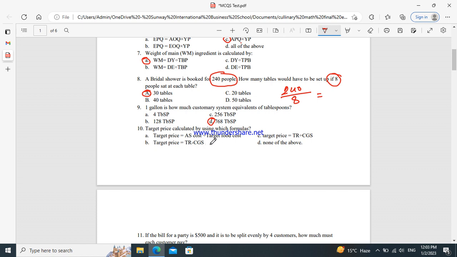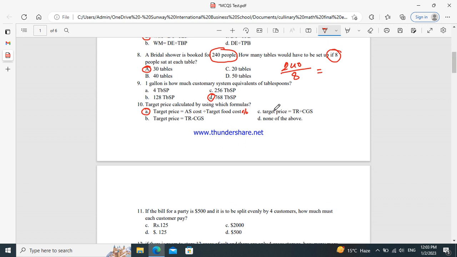Target price is calculated by using which formula? The target price is equal to the cost divided by the target food cost percentage. Okay, option A is correct. The other options are just about forecasting of your sales. These options involve the last chapters. Therefore, this is not a good option for this question.